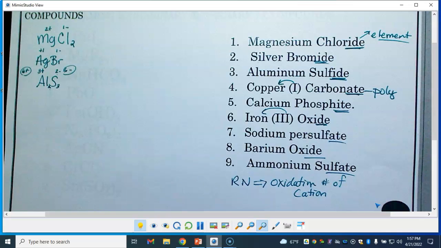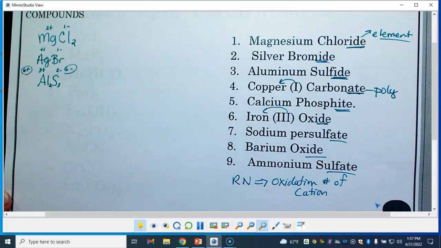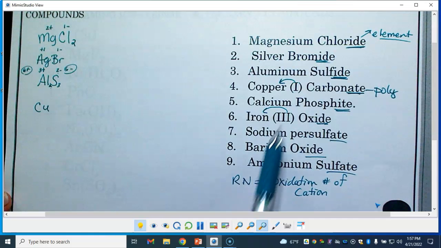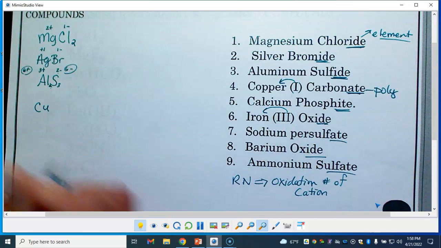Okay, let's look at copper 1 carbonate. So copper is Cu. That Roman numeral 1 tells me that copper has a +1 charge.